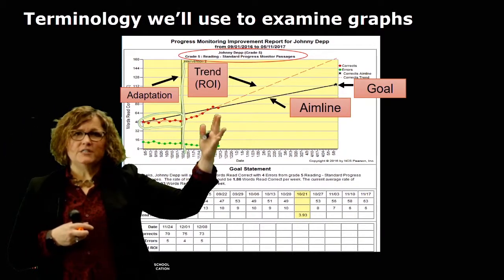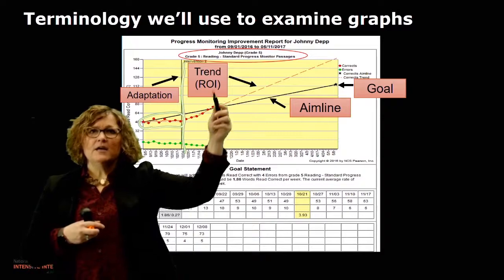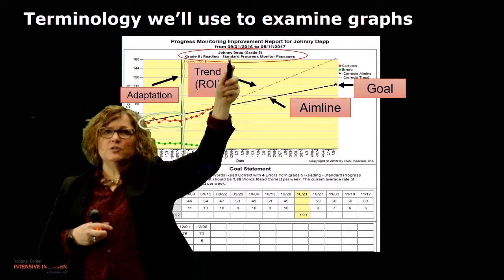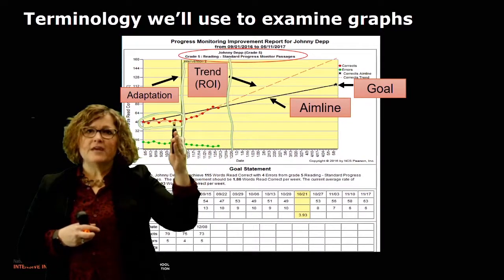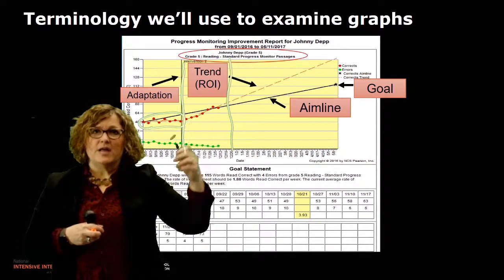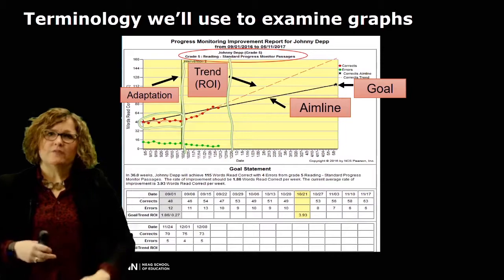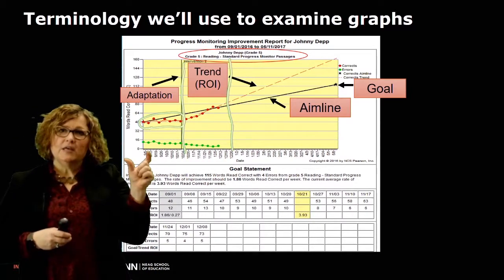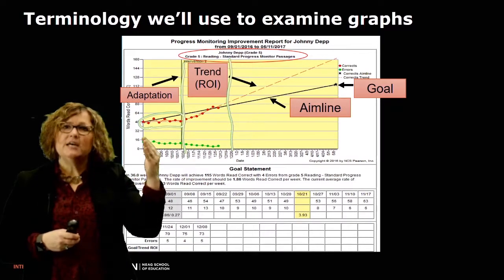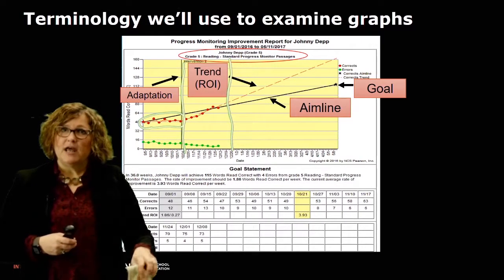As the teacher continues to graph this data, he or she might continue to draw those vertical lines to separate one phase of intervention from the next. So in this way, we're capturing those changes, and we can look within a phase of instruction to see how that compares to the next phase.